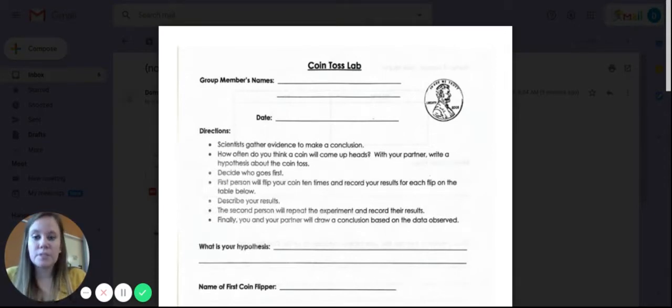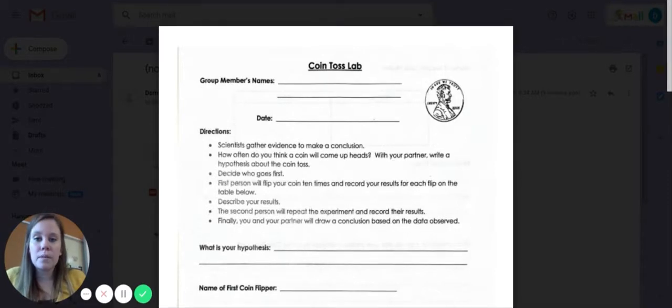Decide who goes first. So even though you're doing this at home, maybe you can do it with a brother, a sister, with mom, dad, grandma, grandpa, or there is an application you can use on Google. If you go to another tab, you can just type in coin flip, and there's a little thing that pops up on Google, and you can use that as well. If you don't have anyone at home to do, you can do a thing online as well. So that can be your partner too.